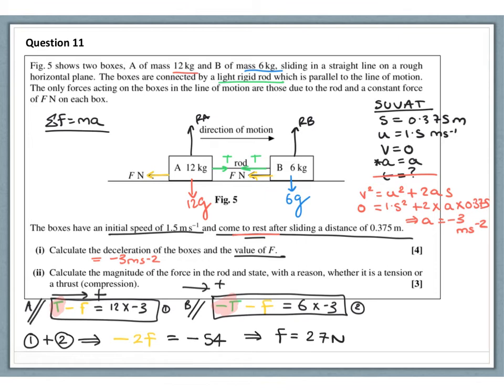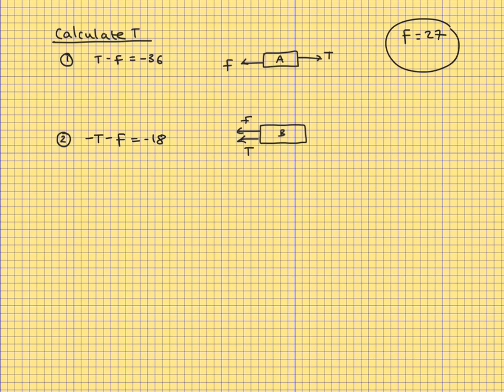Now, part 2 says we need to calculate the magnitude of the force in the rod and state with a reason whether it is a tension or a thrust or compression. So, let's work out the size of the force T, looking at objects A and B separately. So T minus F equals -36. We know that F is 27, so T minus 27 equals -36, which gives me T is equal to -9 newtons, which is interesting.